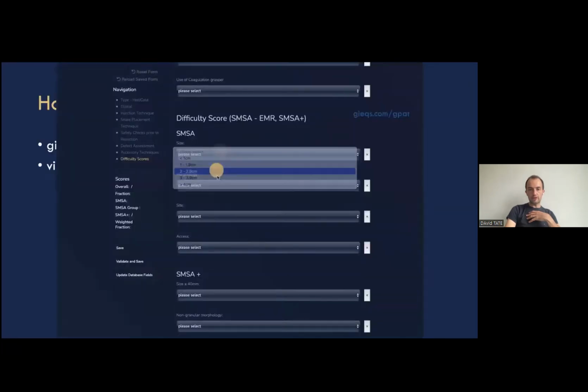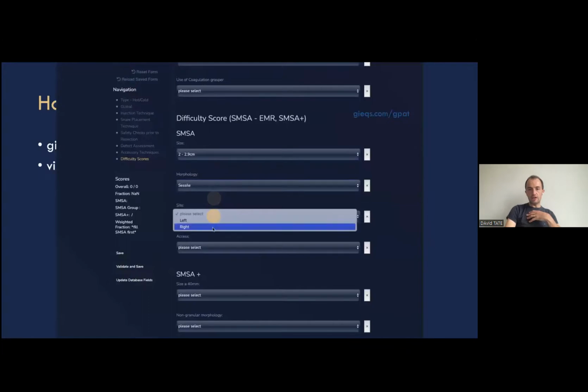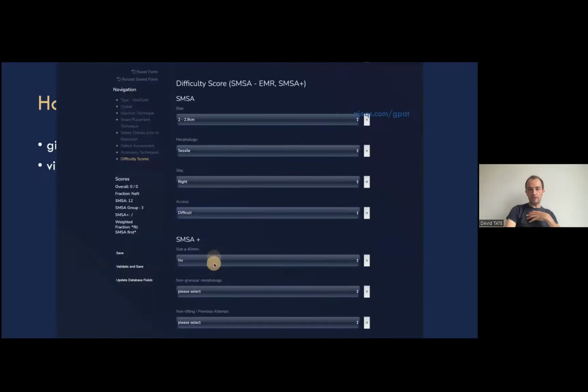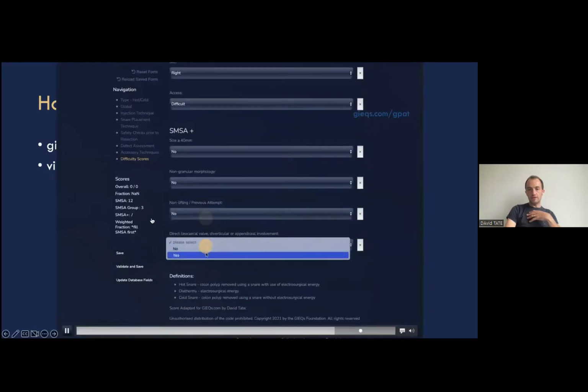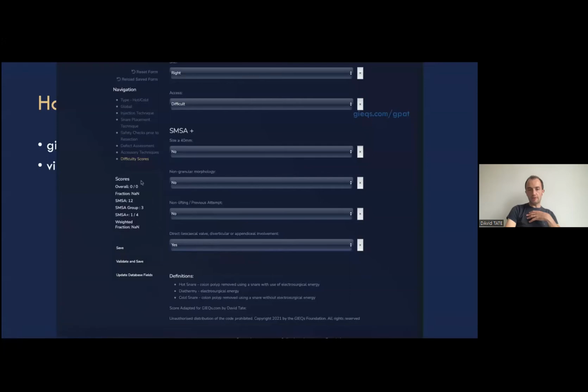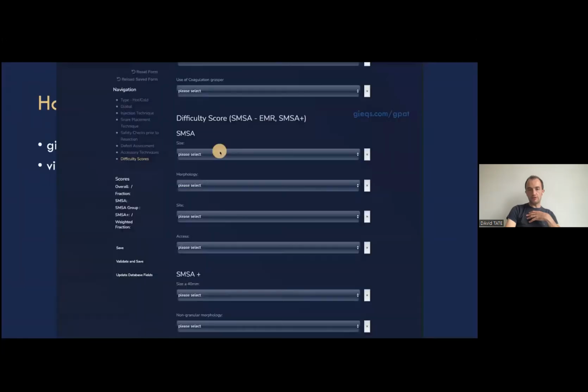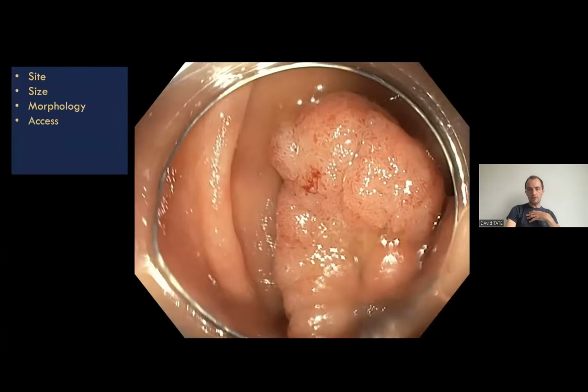That's available also on geeks.com. You can simply do the drop downs to calculate the SMSA score. Here we have an SMSA score of 12 and a group of 3. And also you have the SMSA plus score, which I'm just going to go on to talk about. Let me just check here whether we have that.